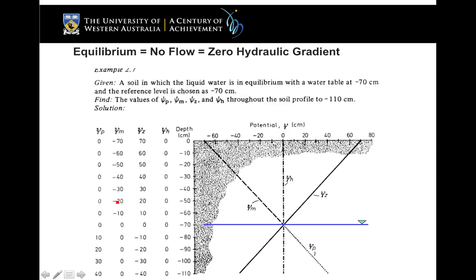minus 20 centimetres. So as we move up above the water table, our matrix potential is becoming more and more negative, which means we're getting more and more unsaturated conditions in the soil. Soil has more and more air in it closer to the surface. So if we knew our water retention function, we could put these numbers into it and calculate the water content.